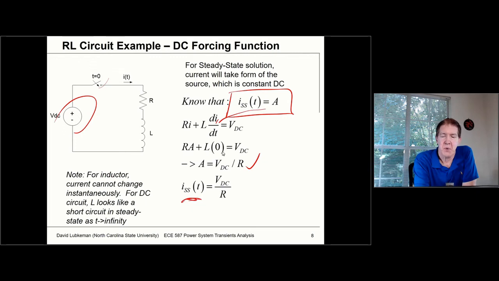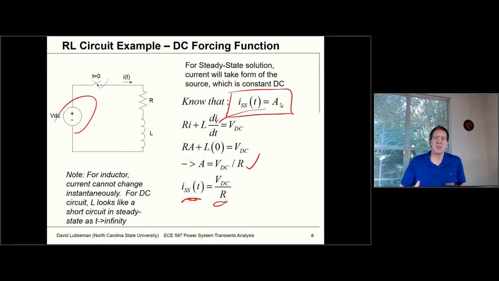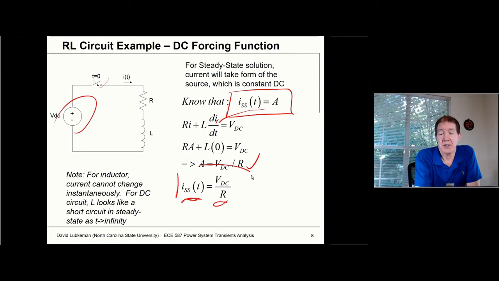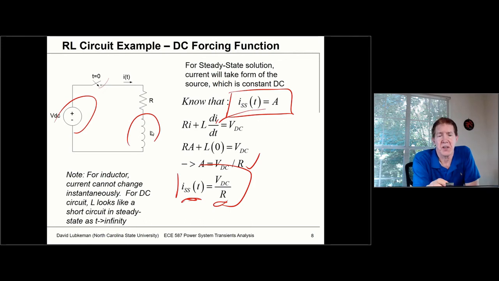And the steady state portion of this current is just simply going to be VDC over R. Now, if you want to assume some form of the current, that would be one way you can work this, like I did right here. Probably the simplest way of getting to this, though, would be to realize that if you have a DC forcing function, in steady state your inductors look like shorts and your capacitors look like open circuits. Just make that substitution and then solve for what the steady state current is.